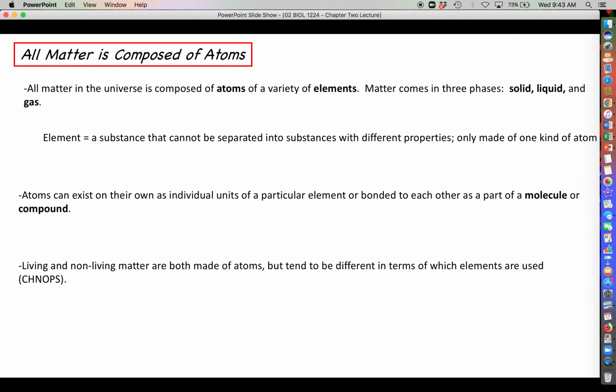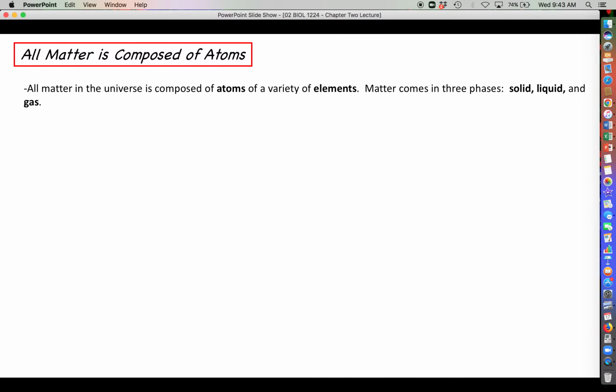I mentioned this on the previous slide, but living and non-living matter, they're both made of atoms, so we have that in common, but living and non-living matter tend to be very different in terms of which elements tend to be used. And a good mnemonic device to remember here is CHNOPS, C-H-N-O-P-S. Those are, in general terms, the 6 major elements that tend to be overrepresented in living matter when you compare it to non-living matter. So living matter tends to contain a lot of carbon, hydrogen, nitrogen, oxygen, phosphorus, and sulfur. Non-living matter, not so much, with one exception being oxygen, but I will show you that on the next slide.